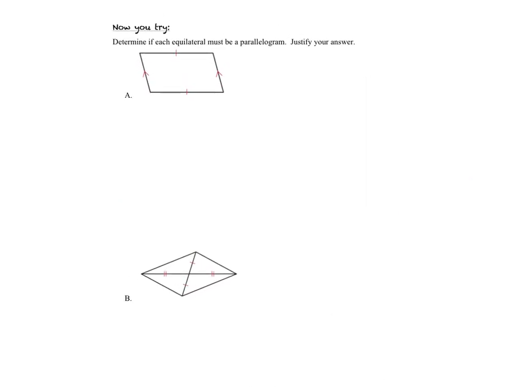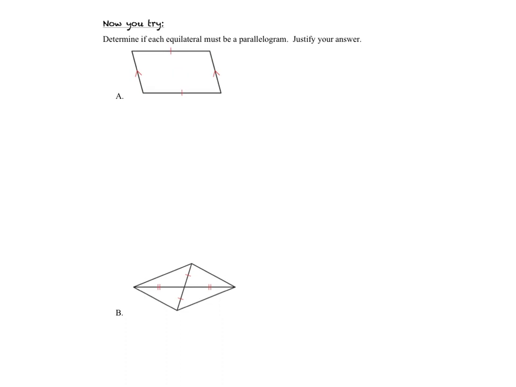So determine if these are parallelograms. So this one is a no, because we need the opposite sides to be both parallel and congruent. So if these parallel signs were here, it would have been a yes. So there's not enough information for that one. And this example B is a yes because the diagonals bisect each other.